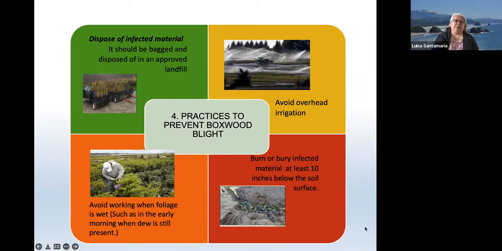And the other aspect is irrigation. I know we do overhead irrigation on most of these plants, but just try to do it at a moment that will reduce leaf wetness in some way, so we can limit the conducive conditions for boxwood blight to infect the plants.